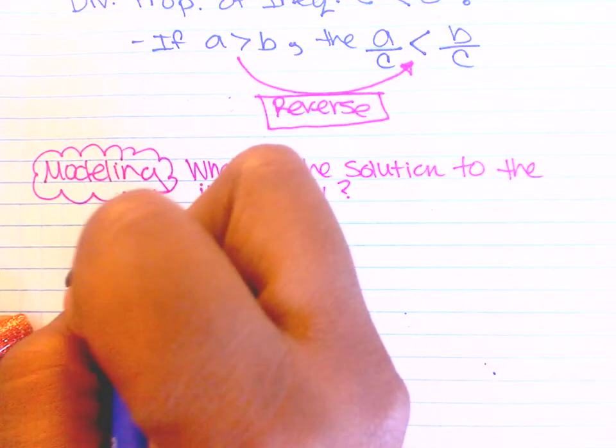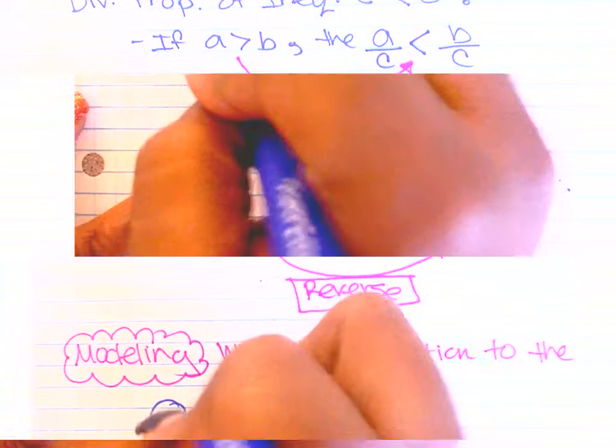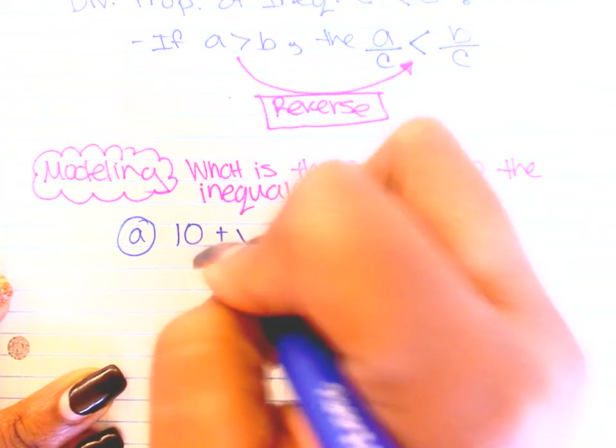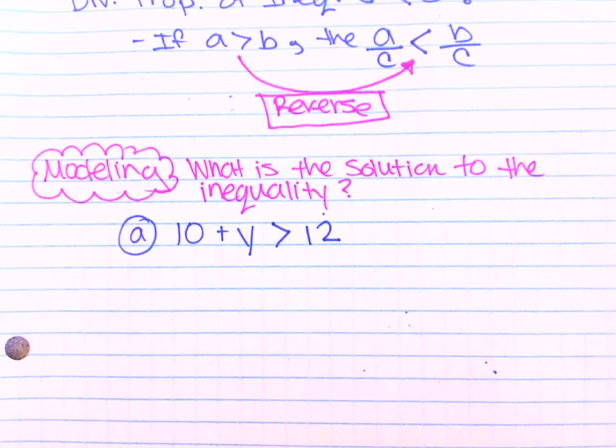Okay, so let's do A. Let's do one problem. 10 plus y is greater than 12. Please write that down. So what I'm going to do here is solve it just like that was an equal sign, like we've done before in algebra. It's the same thing. You just have to watch when you need to reverse it or leave it the same.